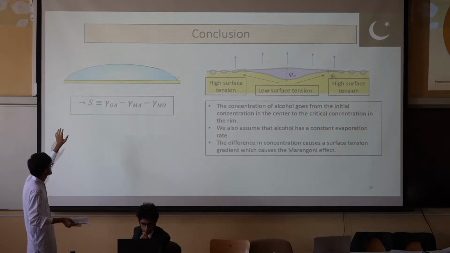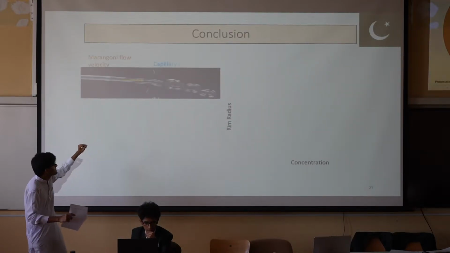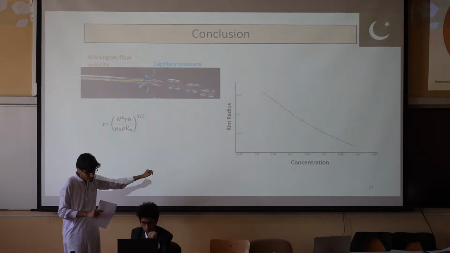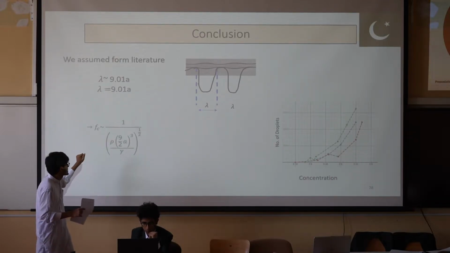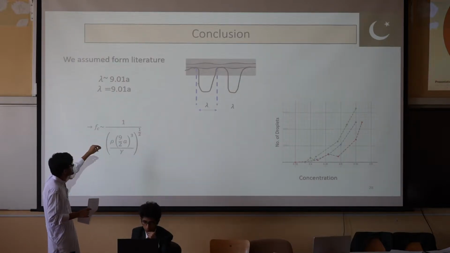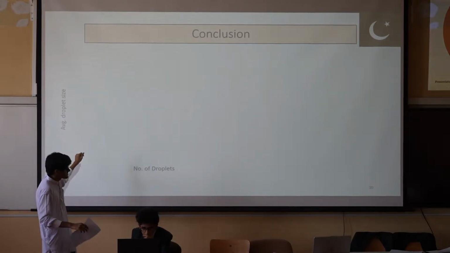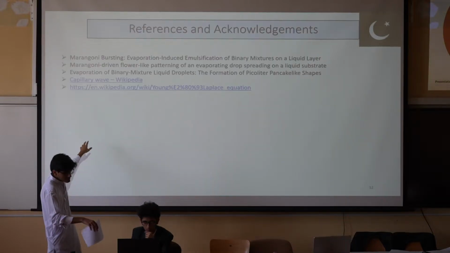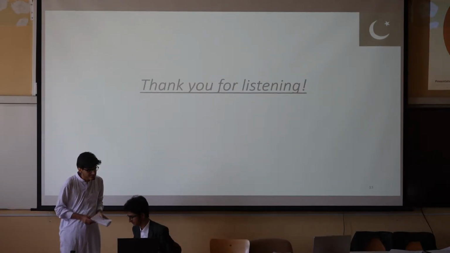Okay, so just to summarize: the spreading parameter and the Marangoni flow velocity, and then we reduce the capillary pressure equations and use them to calculate the rim radius. And then when setting lambda equal to 9a, we were able to get the critical frequency, from which we could calculate the number of droplets, the size of those droplets, and the average droplet size, all that. Okay, and these are references. That's it. Thank you.